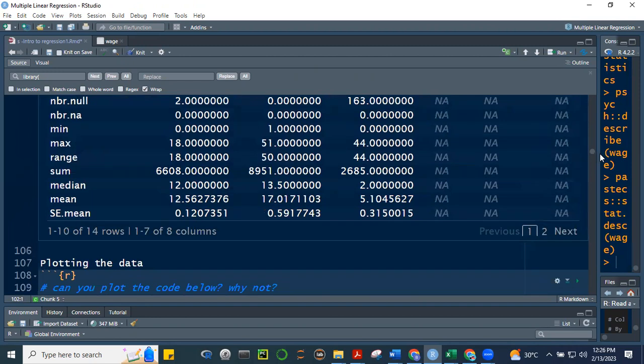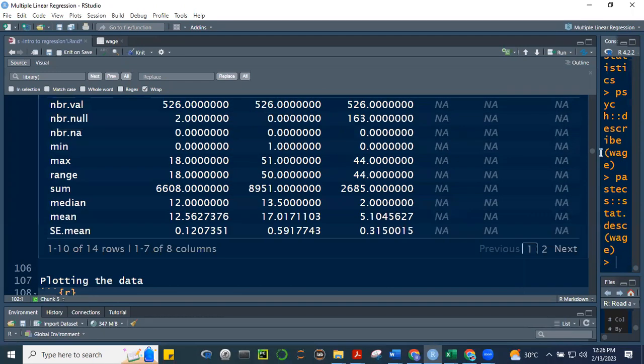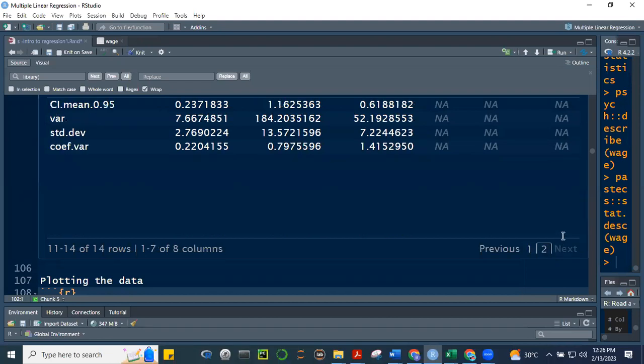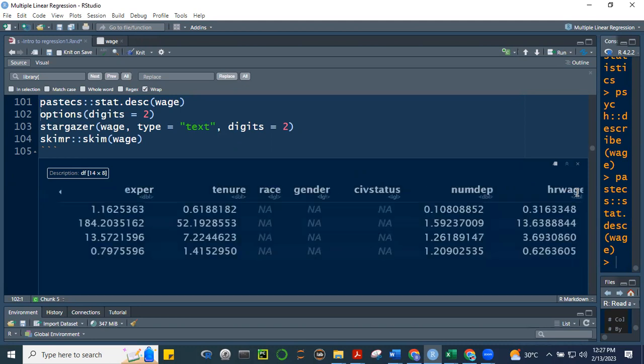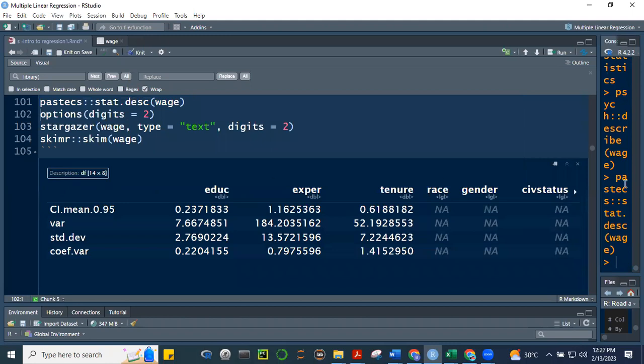It's like the same. The only difference is that here the minimum, maximum, range, median are along the y-axis, unlike in describe, where they are along the columns. Here it is along the rows. It also computes the variance, standard deviation, coefficient of variation, and the variables are along this column. And it gives NA for the categorical variables, the characters.